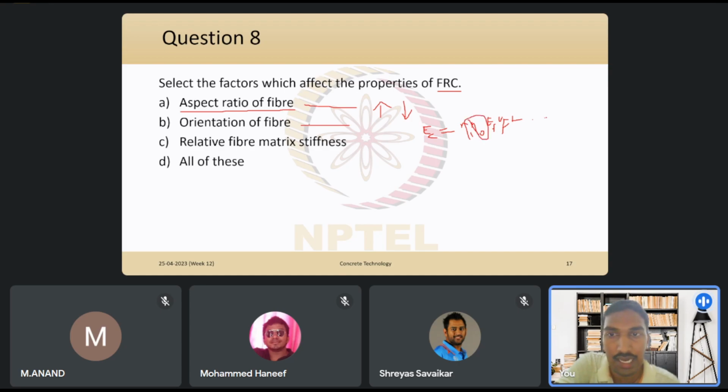When the fibers are aligned, all parallel to the load and in the same direction, that orientation will give you the maximum load carrying capacity. So B also is a factor which affects, and C is the relative fiber matrix stiffness. When the strength of your fiber is itself larger, your concrete will also have a better strength. So the fiber matrix stiffness will also matter when it comes to the load carrying capacity. All these three factors affect some property of the fiber reinforced concrete. Therefore the right option is D, all of these.